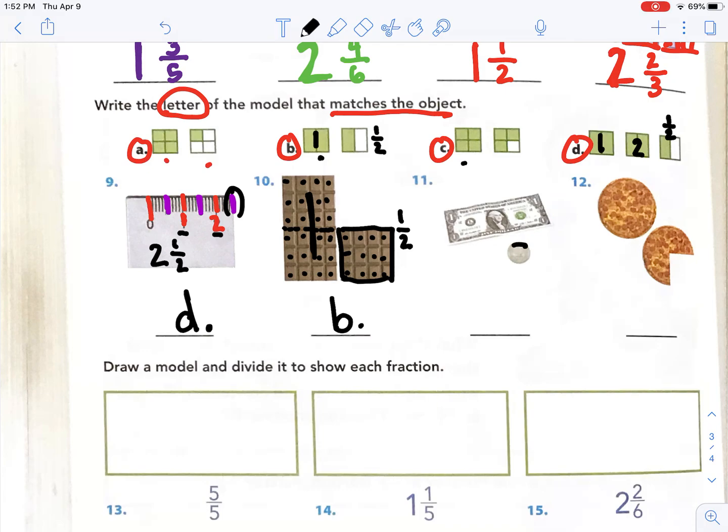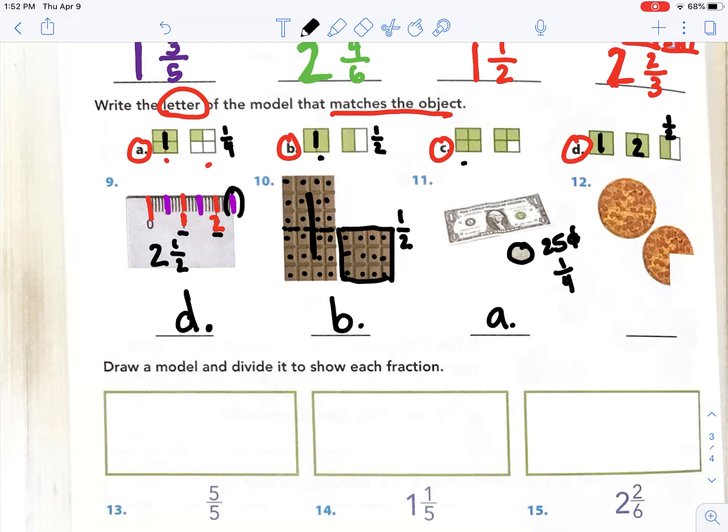Ooh, back to our money. Do you remember we did that? How much is a quarter worth? A quarter, 25 cents, equals 1/4 of a dollar because there's 4 quarters in a dollar. Okay, so which one of these pictures matches 1 and 1/4? I see it. Do you see it? Write it on your line. 1 and 1/4. Writing the letter. So the answer to that one is A.